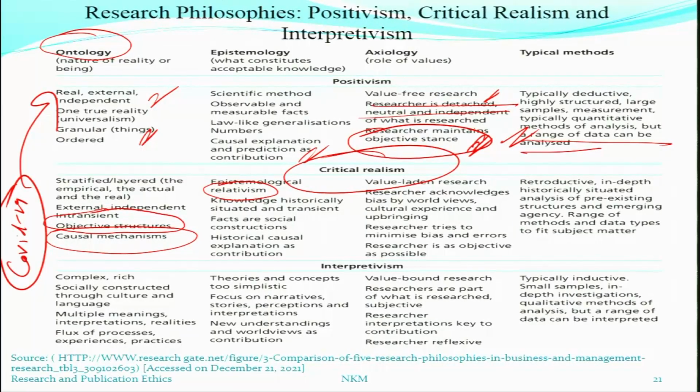And then we have to understand knowledge as historically situated and transient. Of course critical realists try to understand everything from the historical point of view, the way it has evolved, developed and changed.